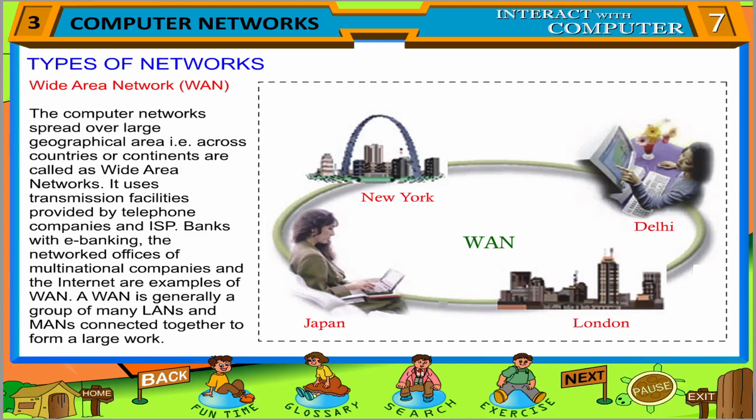WAN. A WAN is generally a group of many LANs and MANs connected together to form a large network.